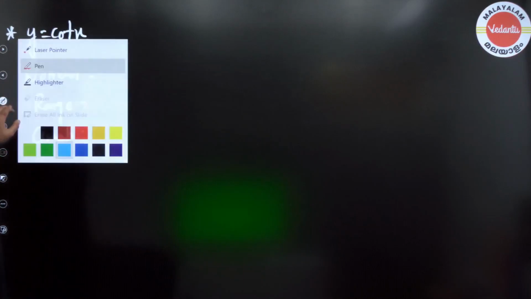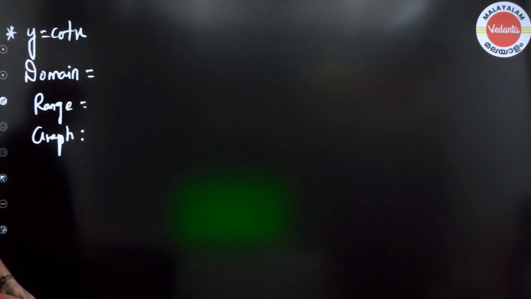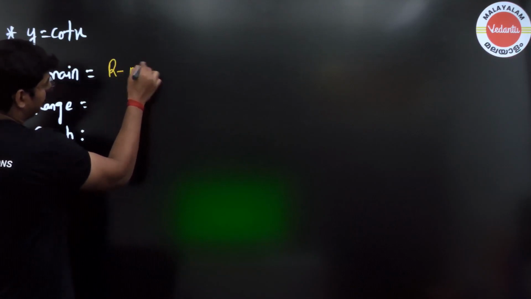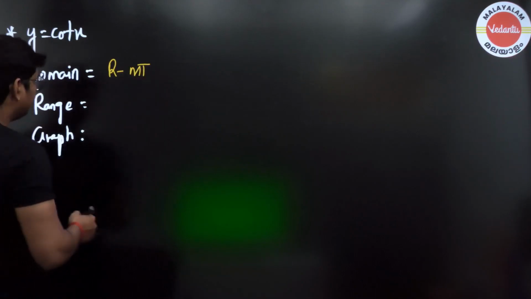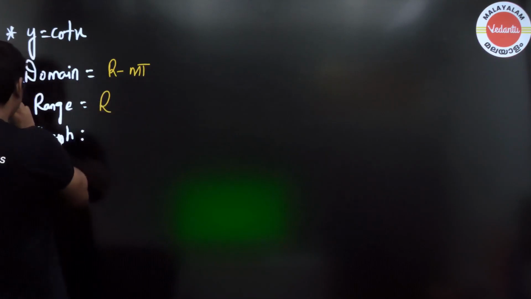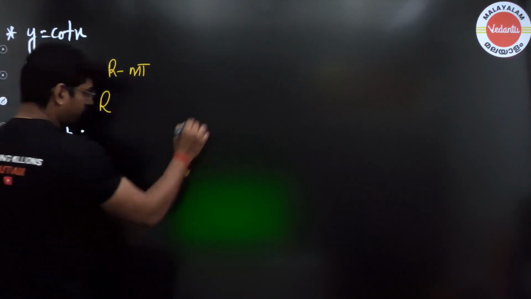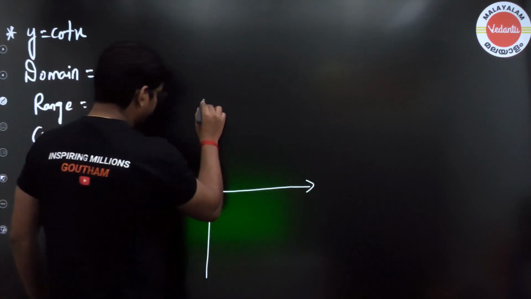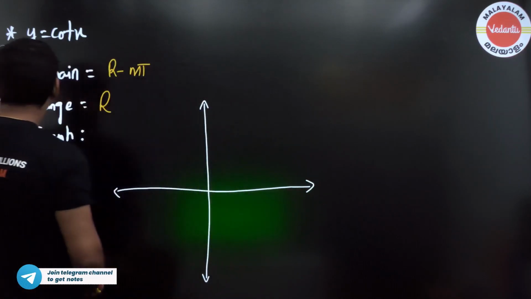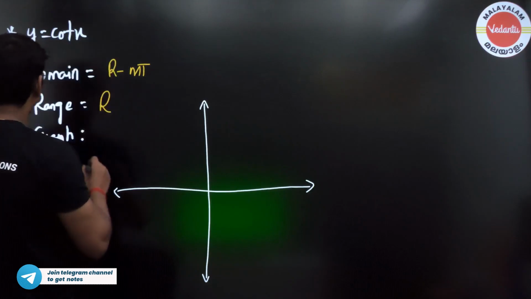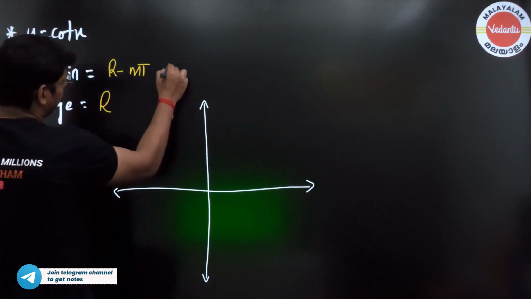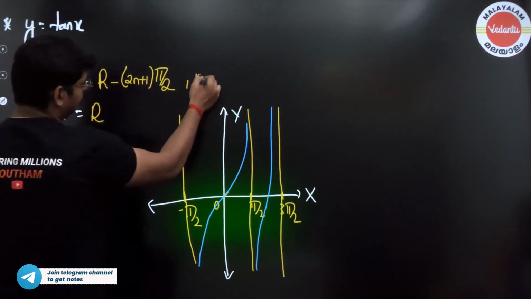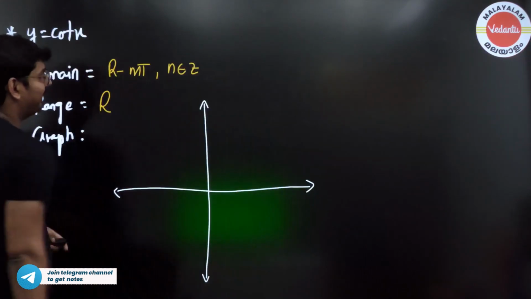Next you have the cot x. For cot x, the domain is going to be all the real numbers except the multiples of pi, okay. And what about the range? It's all the real numbers. And if you want to know the graph of cot x, this is how it is going to look, okay. And remember, guys, here this n is going to belong to the integers. The same here as well. The n is going to belong to the integers, okay.